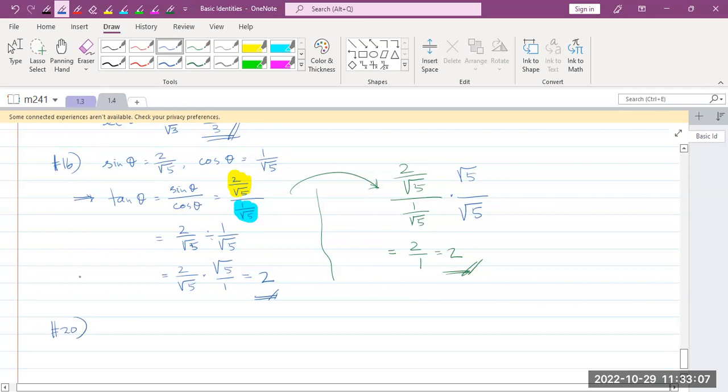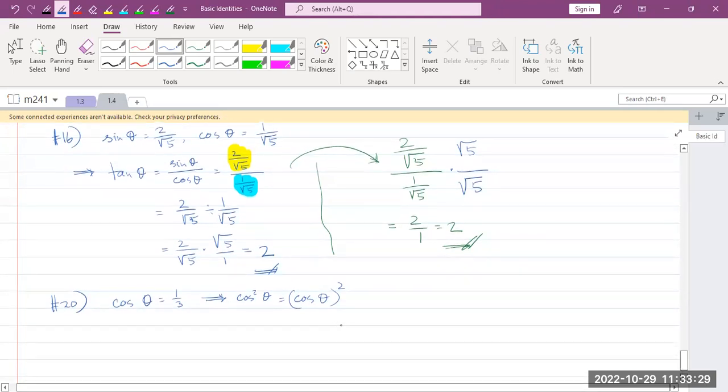Number 20, cosine theta equals 1/3. What does cosine squared theta mean? Cosine squared theta is cosine theta being squared. I mean, the value of the cosine is the one being squared. So cosine squared theta is that 1/3 being squared, which is 1/9.